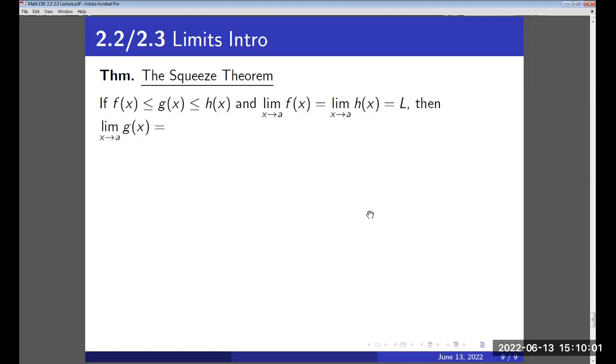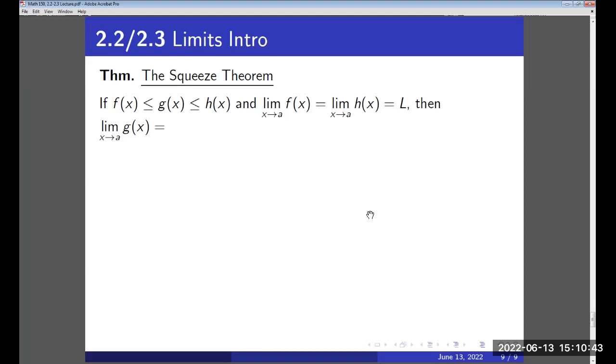If we've got three functions, f of x, g of x, and h of x. If f of x is always less than or equal to g of x, which is always less than or equal to h of x, and the limit of f of x as x approaches a is equal to the limit of h of x as x approaches a, and we're going to say both those are equal to L, then what could we say about the limit of g of x as x approaches a?